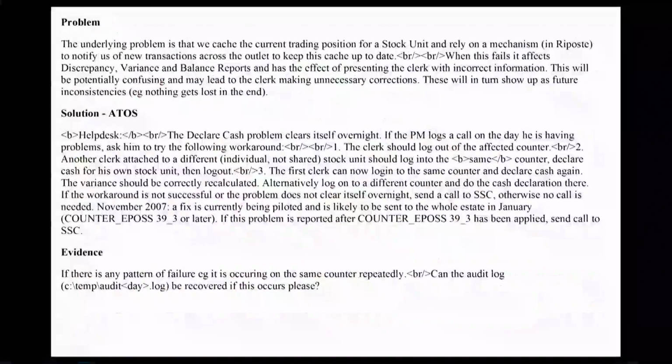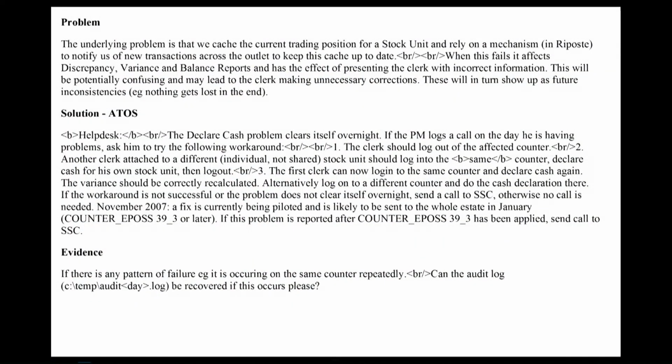At the foot of the page, under evidence, the KEL says, if there's any pattern of failure, e.g. it is occurring on the same counter repeatedly, can the audit log be recovered if this occurs, please? That's obviously the counter log that I had forgotten about. I had a feeling that there might have been another one, and that must be it.